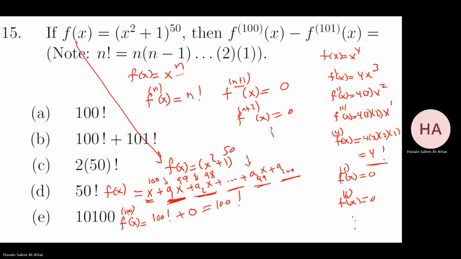Okay. Now when it comes to the 101, the first one is 100. So the 100 derivative for this is what? 0 plus 0, 0, 0. So this will be 0. So I have 100 factorial plus 0 or minus 0. It will be 100 factorial, which is clear.